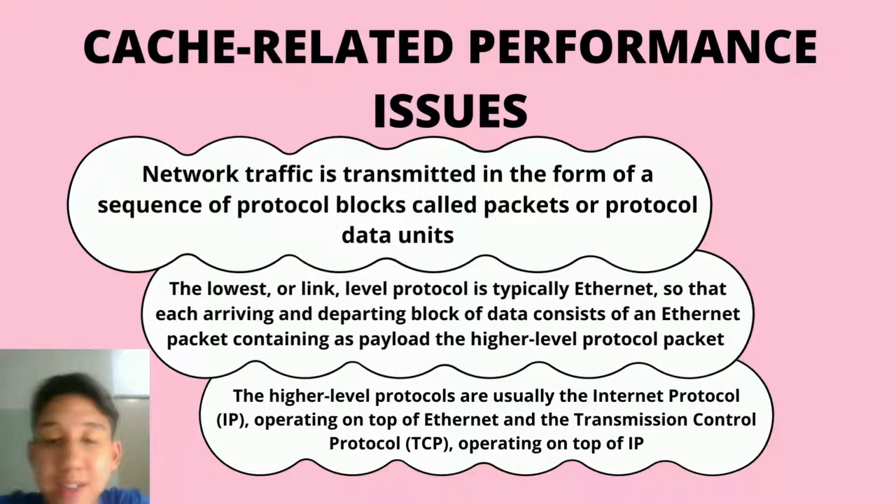Here are some cache-related performance issues. Network traffic is transmitted in the form of a sequence of protocol blocks called packets or protocol data units. The lowest level protocol is typically Ethernet, so that each arriving and departing block of data consists of an Ethernet packet containing as payload the higher level protocol packet. The higher level protocols are usually the Internet Protocol or IP, operating on top of Ethernet, and the Transmission Control Protocol, the TCP, operating on top of the IP.